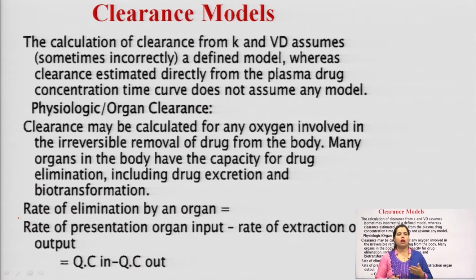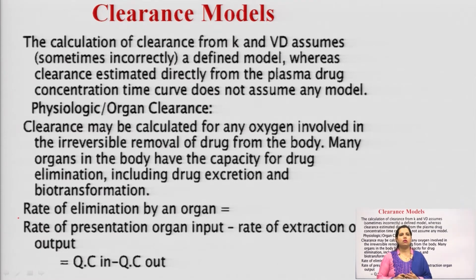Physiologic and organ clearance may be calculated for any organ involved in the irreversible removal of drug from the body. Many organs in the body have the capacity for drug elimination, including drug excretion and biotransformation, although we have discussed this in detail in our earlier sessions. Clearance is how much drug is eliminated at a particular time, represented as clearance from the blood plasma.